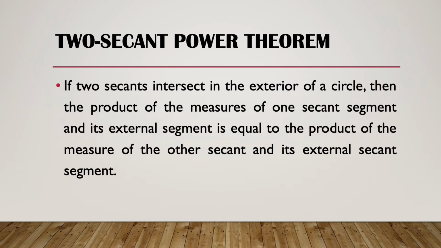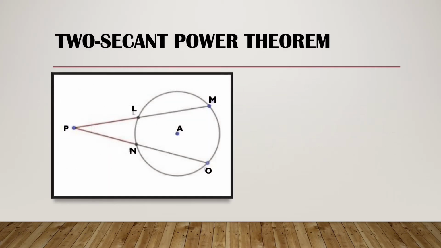If two secants intersect in the exterior of a circle, then the product of the measures of one secant segment and its external segment is equal to the product of the measures of the other secant and its external secant segment. Take note that the secants should intersect in the exterior or outside of a circle.